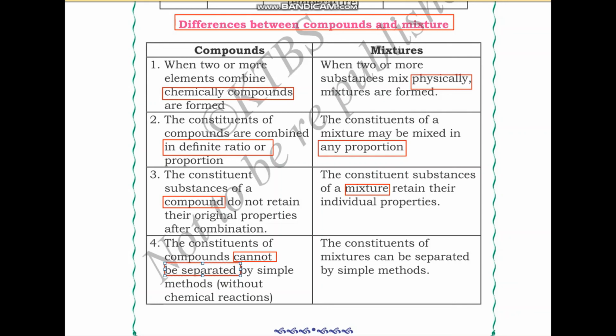But the constituents of a mixture can be separated. Okay, so the constituents of a mixture can be separated by simple methods. For example, if I give you soil and ask you to separate the sand and the stones, you will be able to do it easily, no, with your hands. So that is why constituents of a mixture can be separated by simple methods. Okay, students, this is the end of the lesson, elements, compounds and mixtures.